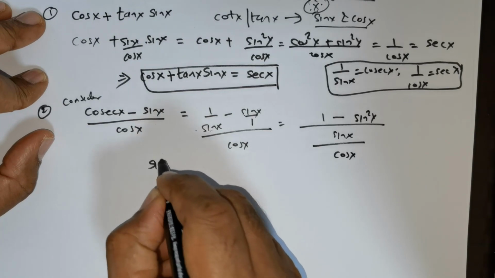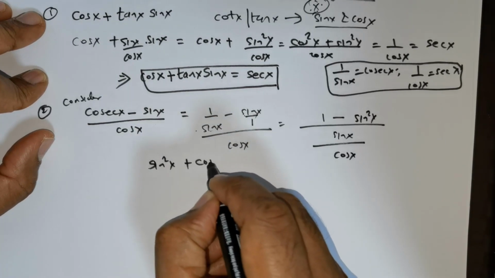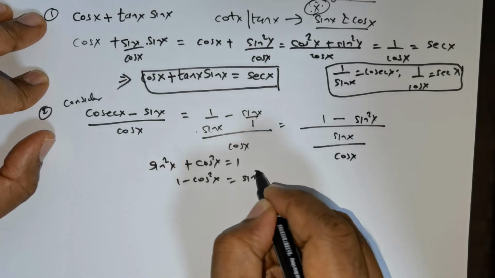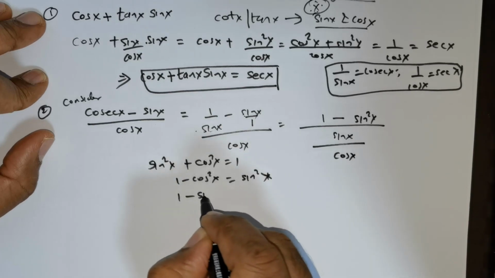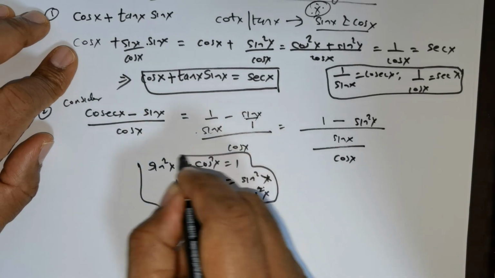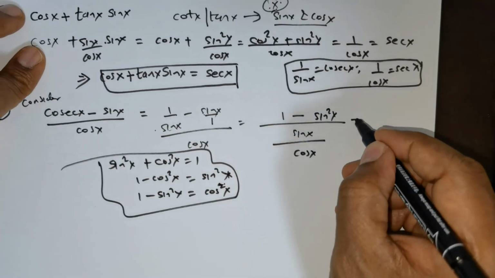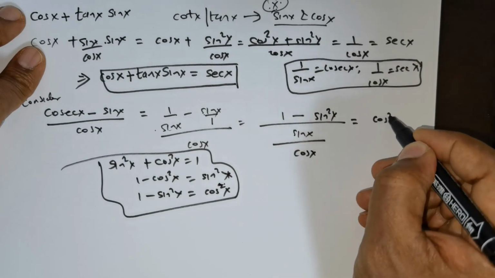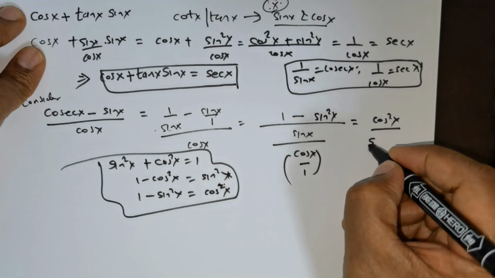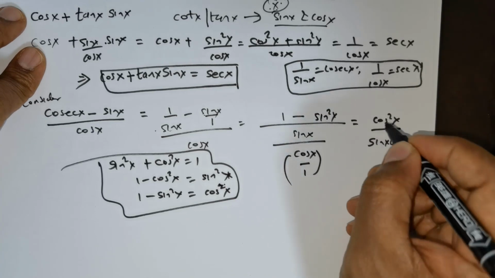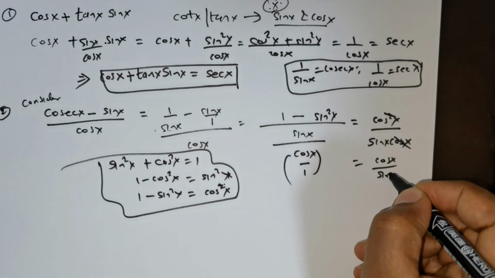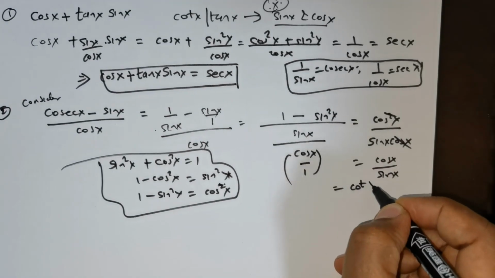Now remember this all important identity. Sin squared x + cos squared x is equal to 1, which means 1 - cos squared x is equal to sin squared x. Also 1 - sin squared x is equal to cos squared x. So we would have to use this all of the time. So 1 - sin squared x is cos squared x divided by, now this is actually resting over 1. So if you were to flip it, you are going to be getting sin x times cos x. Cos x and cos x can be cancelled, giving you cos x over sin x. So cos x over sin x is nothing but cot x.